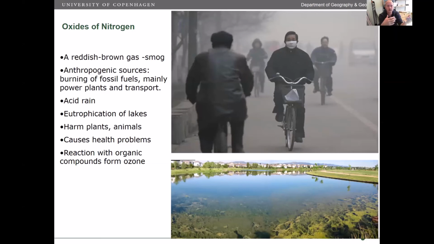You have probably all seen pictures of cities such as Los Angeles with these reddish brownish clouds above them. It is the oxides of nitrogen that give the color to these clouds, which are called smog, smoke and fog combined. The main sources of the oxides of nitrogen are the burning of fossil fuels, when we drive the cars in these cities, when we have power plants burning coal and so on. There is a lot of oxides of nitrogen emitted. Boats are also heavy emitters of nitrogen dioxide.